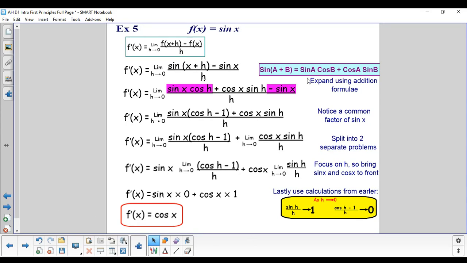Okay, so what did we do? We substituted in normally with the x plus the h. We used the addition formula with the trig, so you have to know that off by heart. We then tried to pull out the sine x and cos x. Once we pulled out the common factors, then get the sine x and cos x to the front, and then use your special calculations.